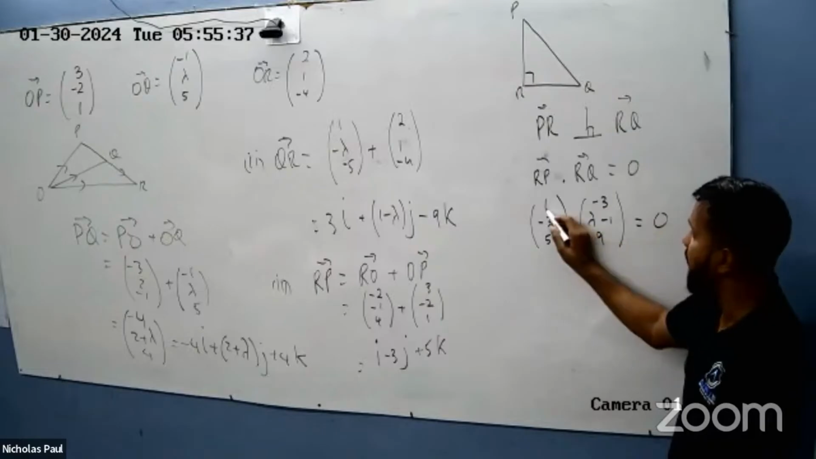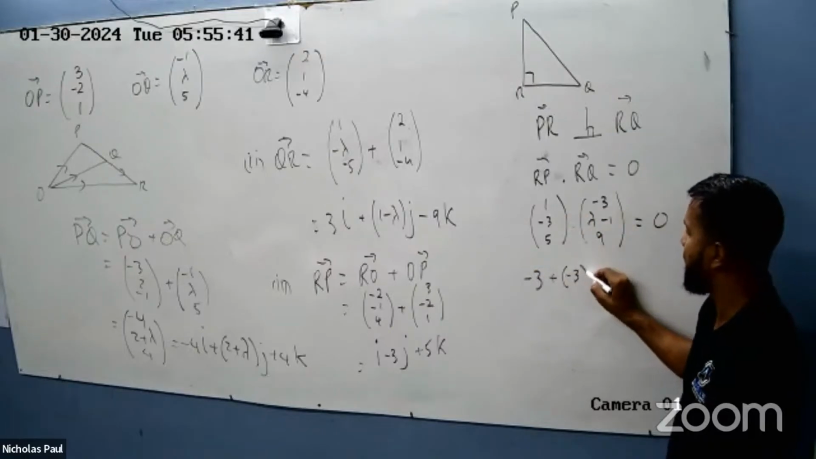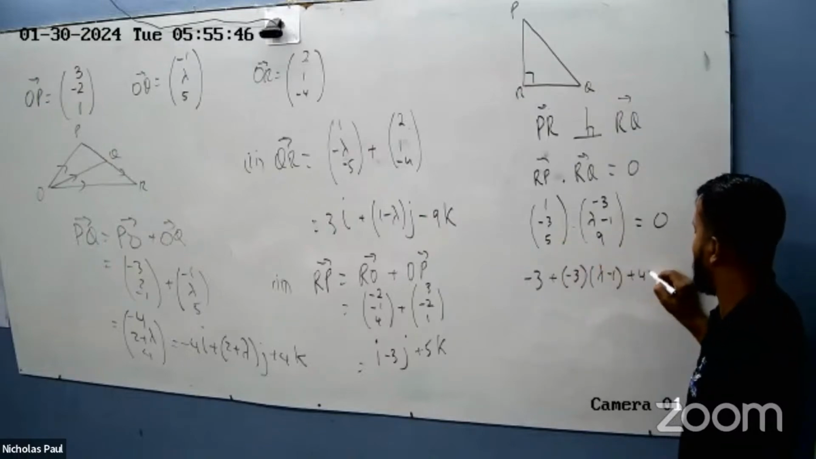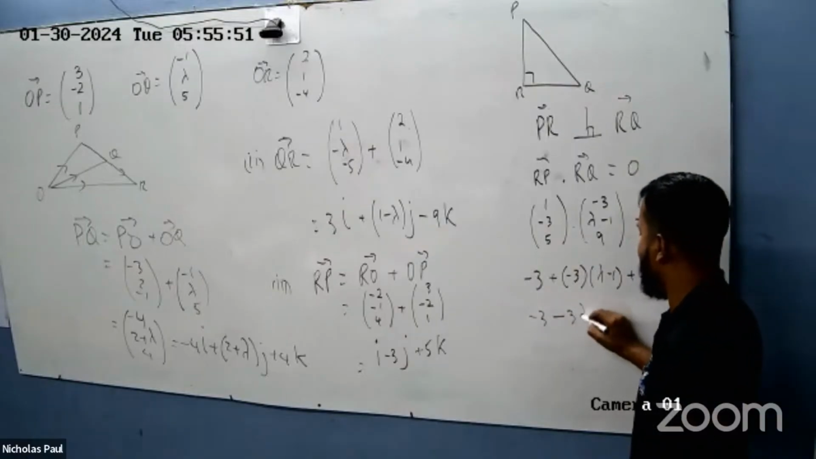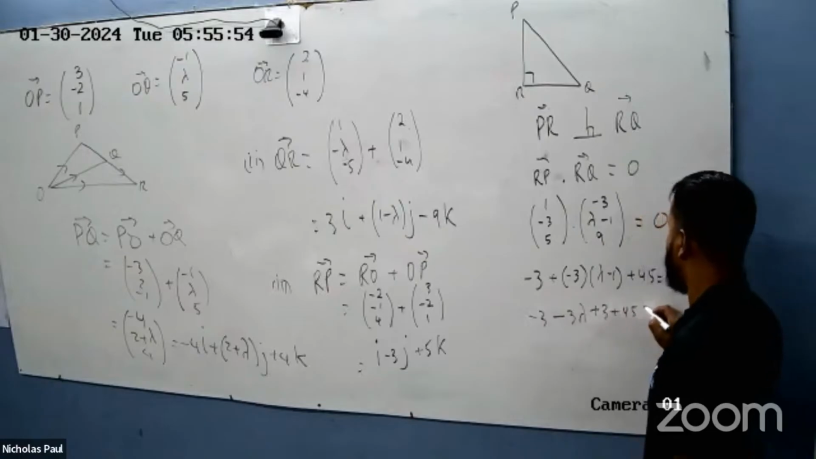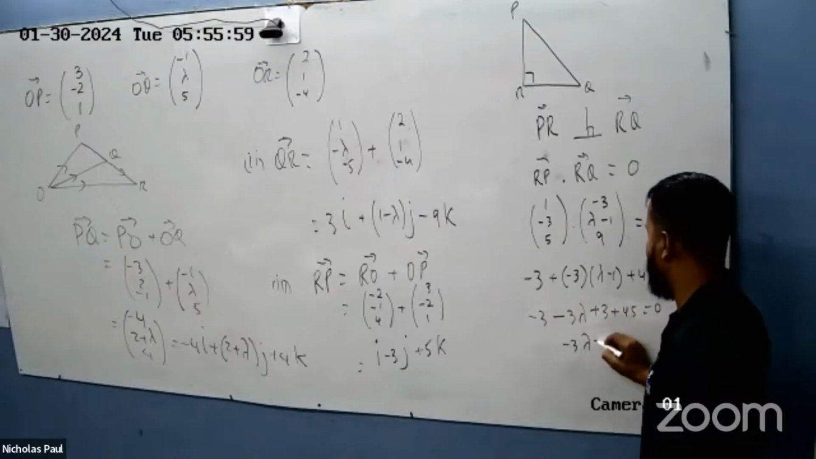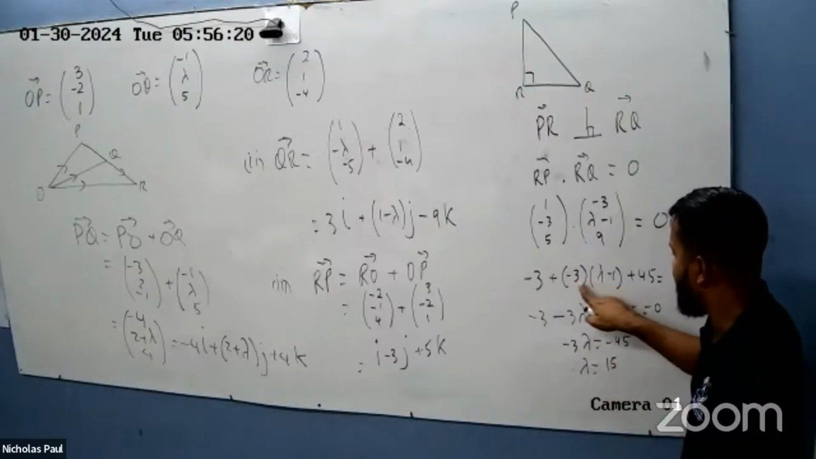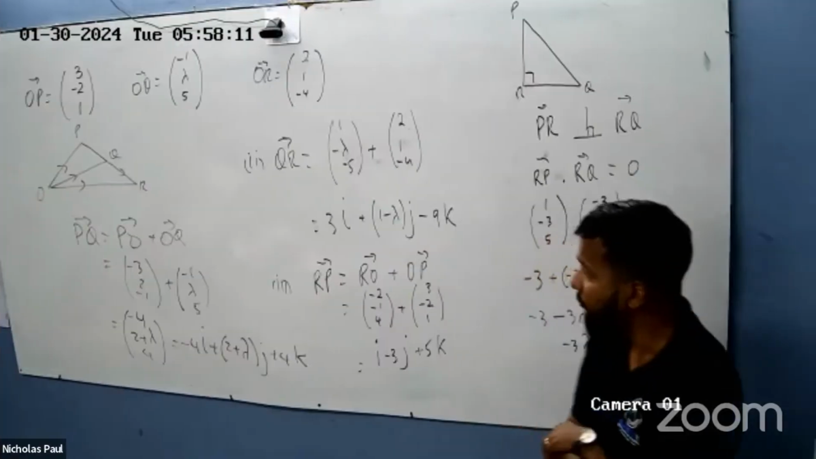So I can work it out now. Minus 3 by this, 5 by 9 is equal to 0. Multiply it out, you'll get minus 3 lambda plus 3 plus 45 is 0. Do your thing, cancel off there, and you'll get minus 3 lambda is minus 45, so lambda is plus 15. All right.